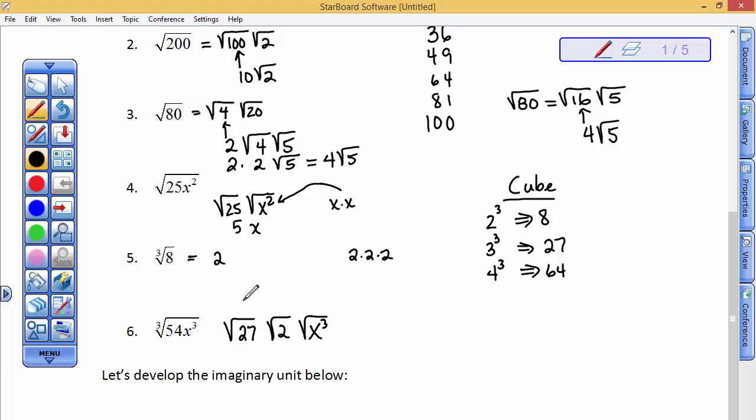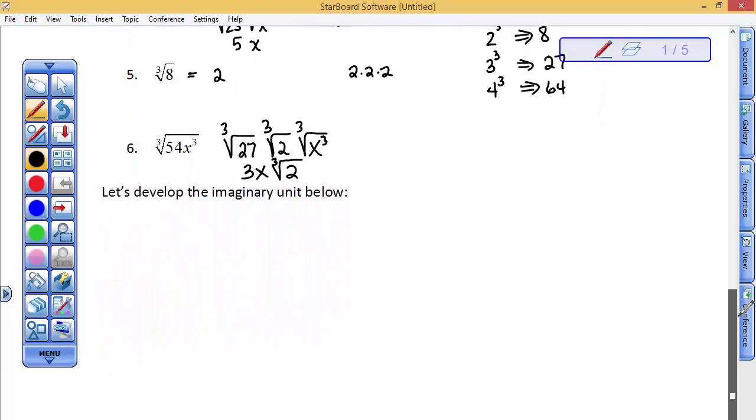Of course, these are all cube roots. Sometimes I forget to write that. And the cube root of 27 is the number 3, and the cube root of x cubed is the letter x, because x times x times x is x cubed. And then what I have left under the radical is the number 2. And I'm all set. I'm all done.